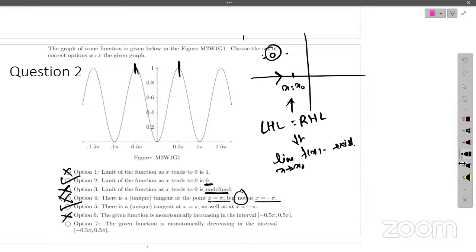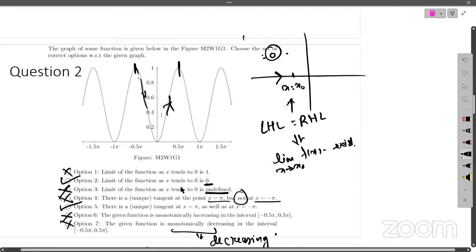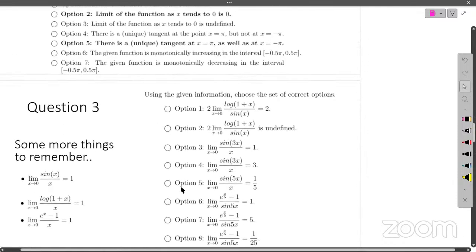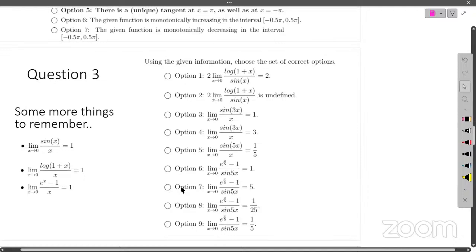The last option says the given function is monotonically decreasing, and monotonically decreasing means only decreasing. This option is also not correct, because first the function is decreasing up to 0 and then increasing up to 0.5, right? So both of these options are incorrect. Okay. I hope this question is fine. If you guys have any doubt, you can ask. Now let's go to the next question.